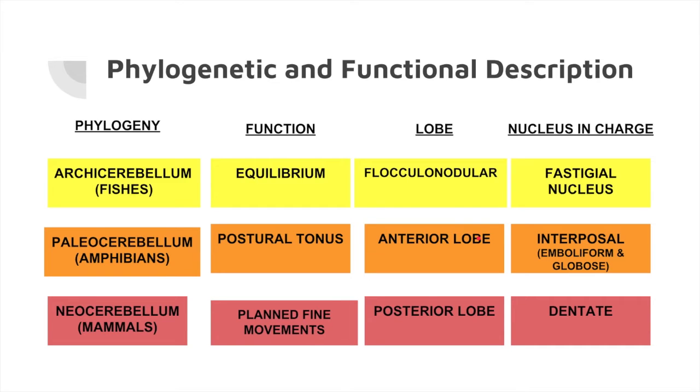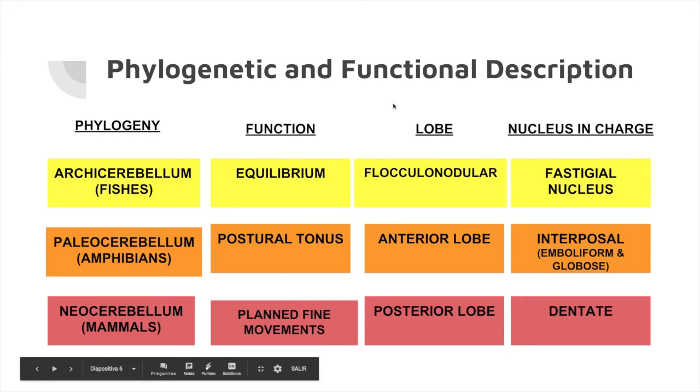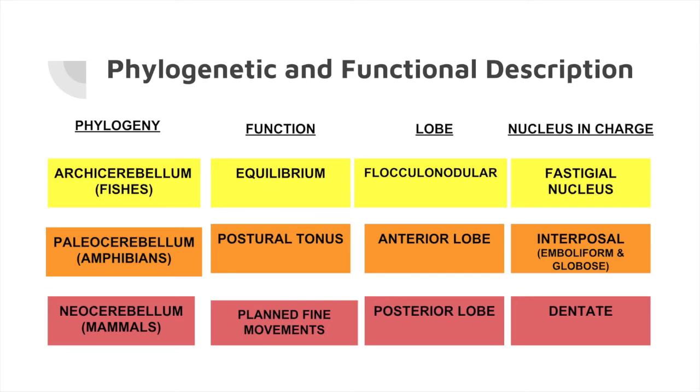So, the phylogenetic and functional description. When we talk about phylogenetics, we're talking about the study of the evolutionary history and the relationship between individuals in certain species. So, phylogenetically speaking, the cerebellum developed at different times of evolutionary history. It developed in three main structures that appeared in different organisms.